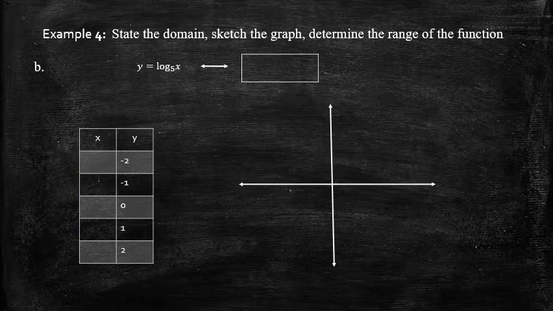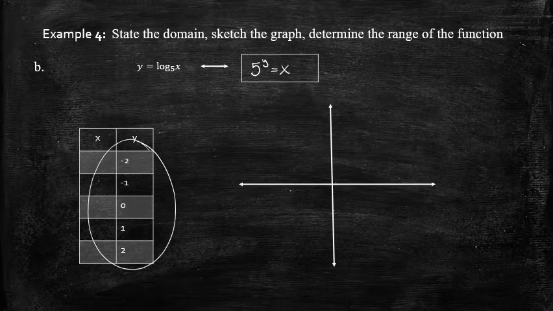Next is y equals log base 5 of x. So we'll do the same thing. Let's rewrite this exponentially: 5 to the y power is equal to x. And then we have 5 values to plug in for y, and we'll find the corresponding x value. The reason why we do this is because if you try to pick values for x, you're probably not going to pick ones that work out nicely.